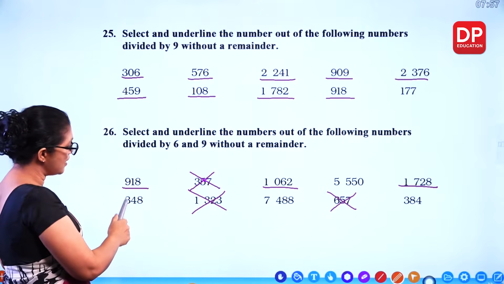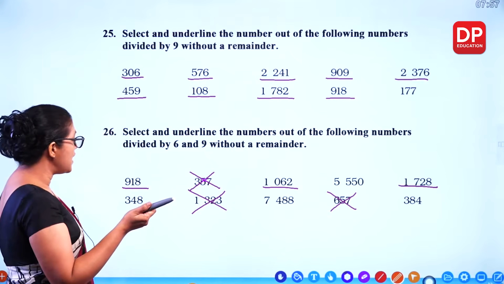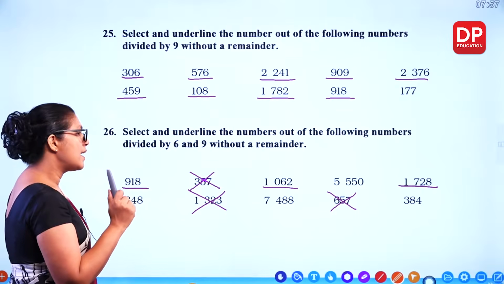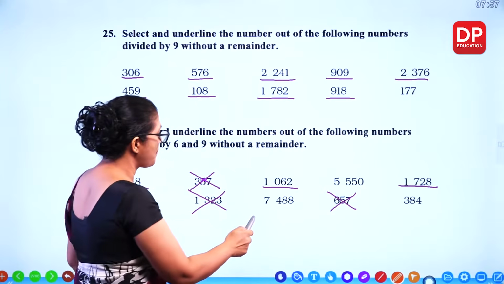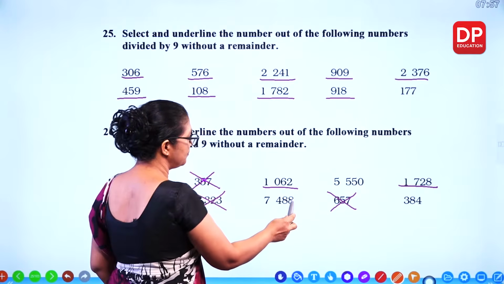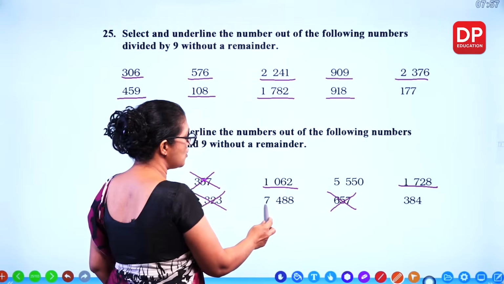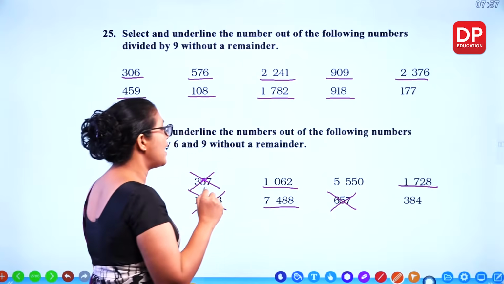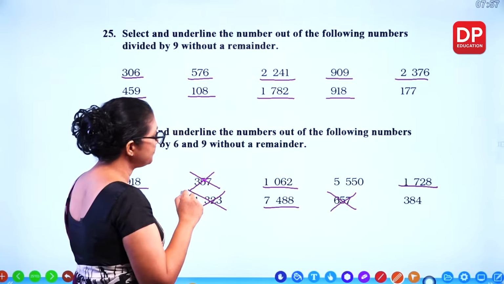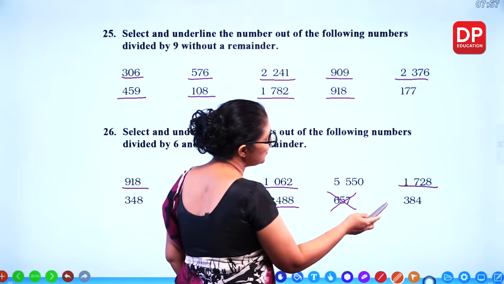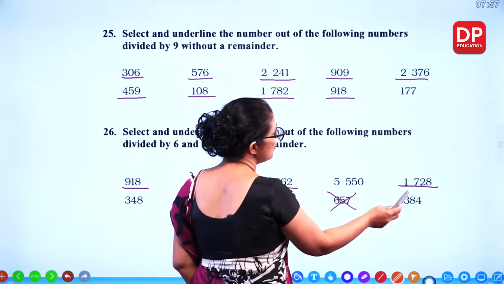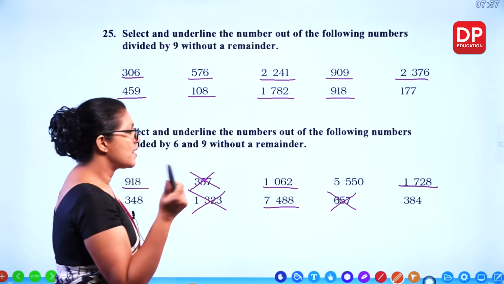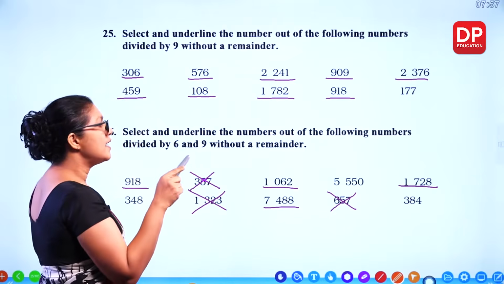This one, 7. 7 plus 8, 15. 15 means not divisible by 9. Here, 16, 20, 27. Divisible by 9 as well as 6. 384. 12. 12 plus 3, 15. 15 means 1 plus 5, 6, not divisible by 9.